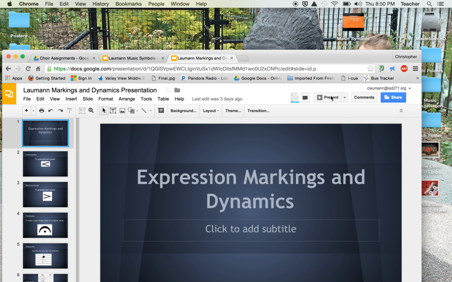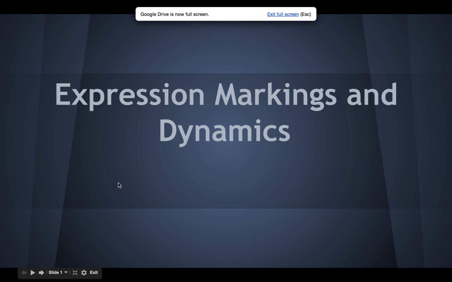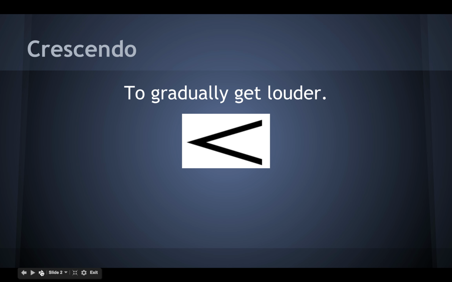All right, we're also going to take a look at expression markings and dynamics. These are symbols that we see in music that the composer has put in to help us better understand how to shape or phrase the music. So how loud or how soft, and a little bit about tempo as well, how fast or how slow. The first word that we have is a crescendo.